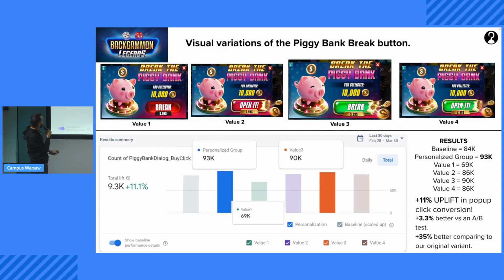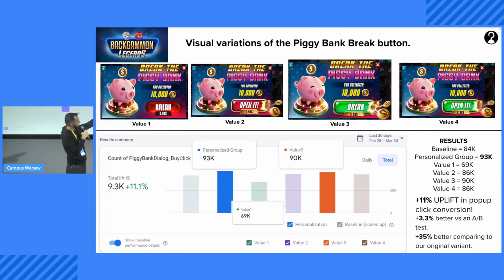So this was a part of the case study that we had. This is some experiment that we started, I think, when we started participating in the beta test. So in our Backgammon Legends game, we have a piggy bank feature, and we made 4 variants of the break button. So break, open it with some extra coins, green break with coins, open it with extra coins. So now these are the results, right?